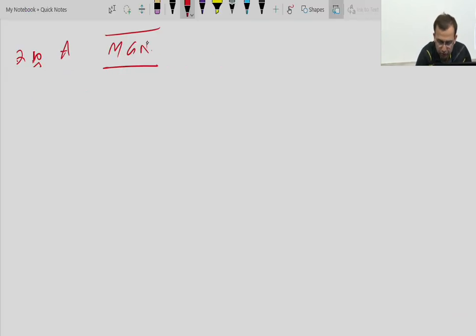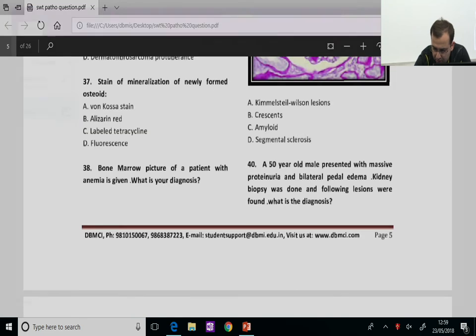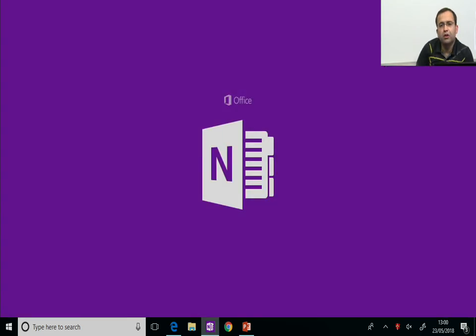So before we go further, let us have a look at what it looks like. What does it show? MGN or membranous glomerulonephritis. Just a sec, guys, it's giving me slight issues. Let me restart it.